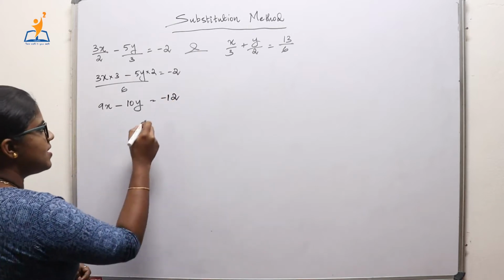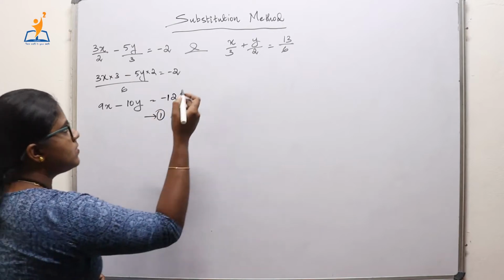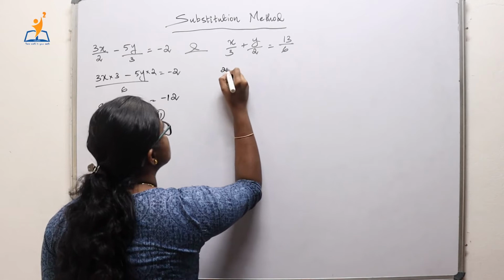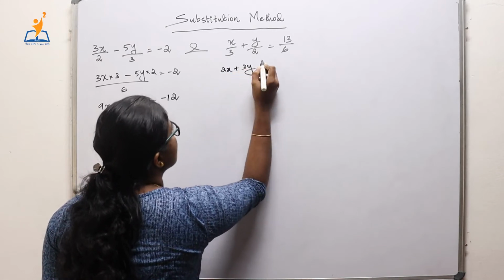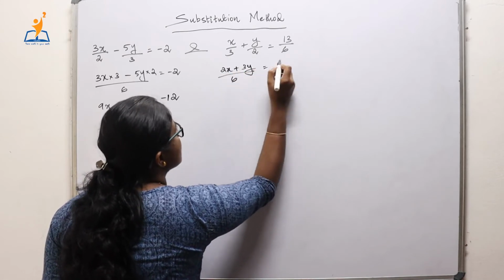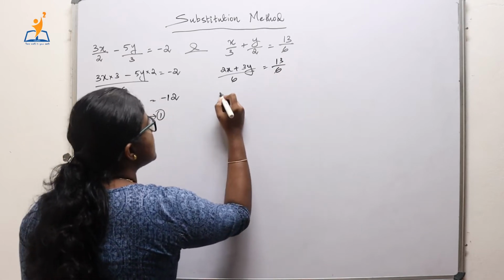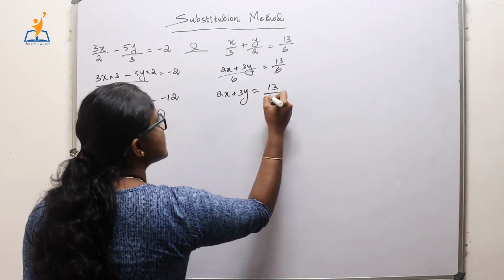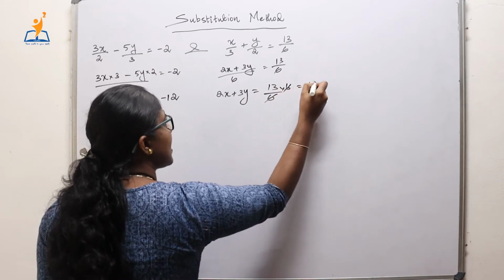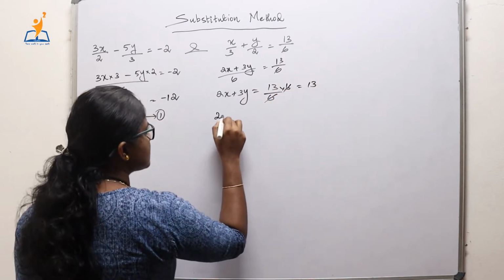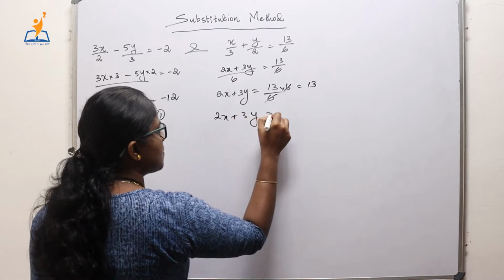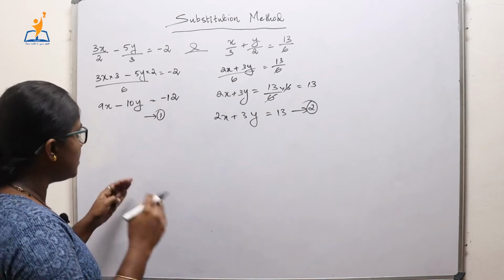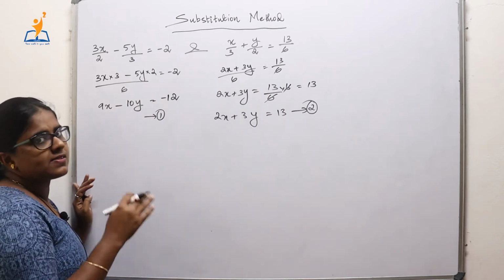So this is our first equation. Now the second equation, here also the LCM is 6, so it becomes (2x plus 3y) by 6 equals 13 by 6, which means 2x plus 3y equals 13 by 6 into 6, which is again 13, that is, 2x plus 3y equals 13 is our second equation.